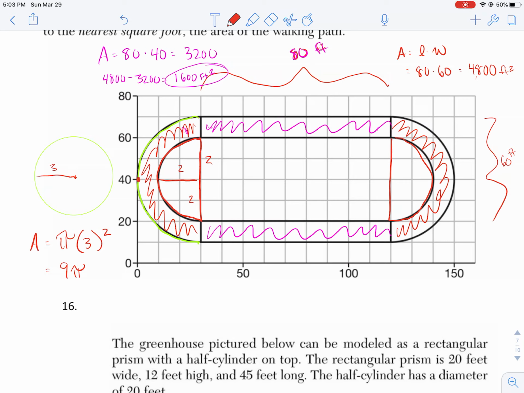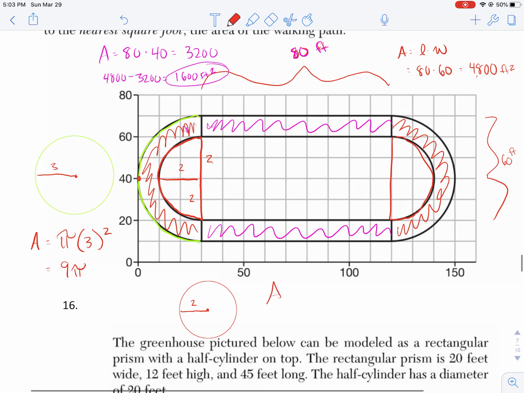As you can see, this has a radius of 2. This is 2, that length is 2, that length is 2. So when we put these two things together, we got a circle with a radius of 2. Okay? So to find the area of that circle, it's pi r squared, which is 9, or I'm sorry, not 9 pi, 4 pi.